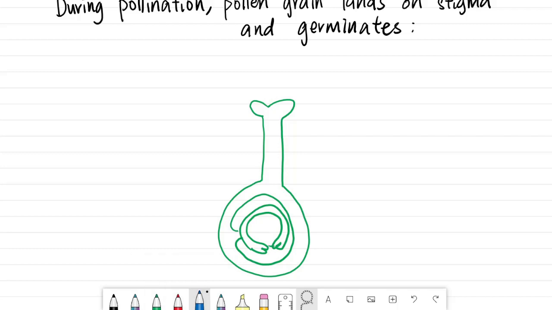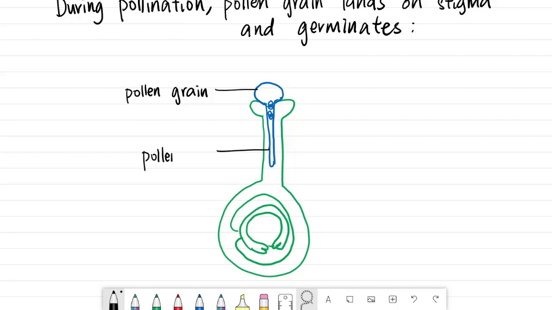But I do want to draw the pollen grain when it lands. So when the pollen grain lands on the stigma, it's going to germinate and produce the tube. And the generative cell will also divide and produce 2 sperm cells. So here I am going to label. This is the pollen grain. This thing is the pollen tube.